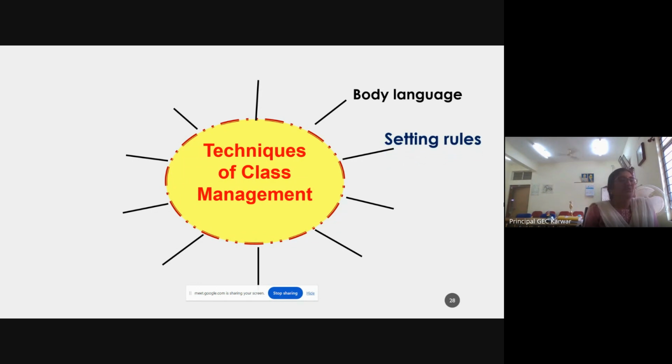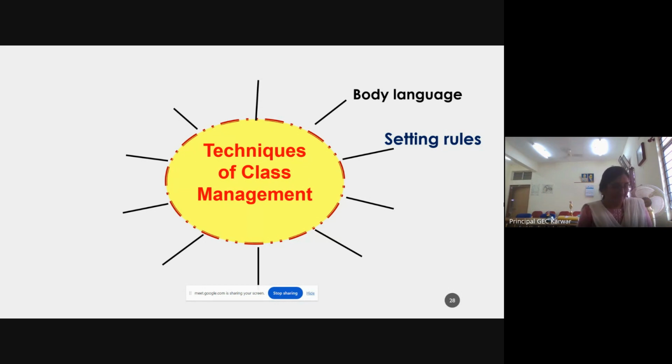Then setting rules. Raise your hand for permission to speak, always. Always we need to take permission. Raise your hand for permission to leave your seat. Make smart choices. Keep your dear teacher happy. So these are some of the techniques. Teachers set routines for collecting homework, distributing worksheets, or cleaning and attendance.